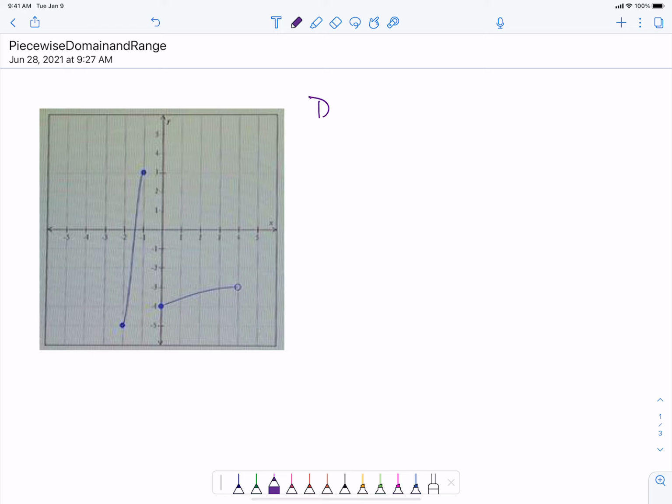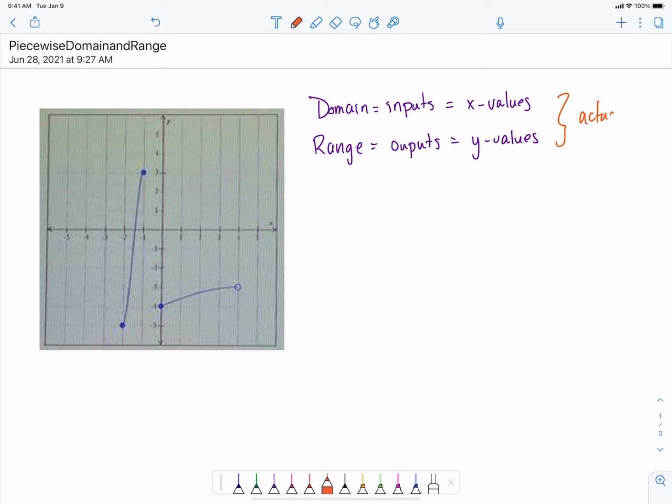So remember, your domain is your inputs or your x values, and the range is your outputs, your y values. The other thing we need to remember about domain and range is that these are actual values. So it's not just what we could possibly get out, it's what we actually can plug in and what we actually get out. So when we have a function like we've got drawn here, this is the whole graph. We're looking for all of the x values that are used and all of the y values that are given out.